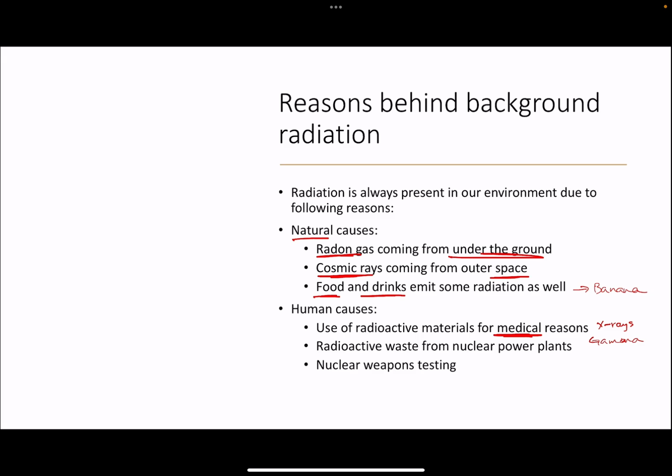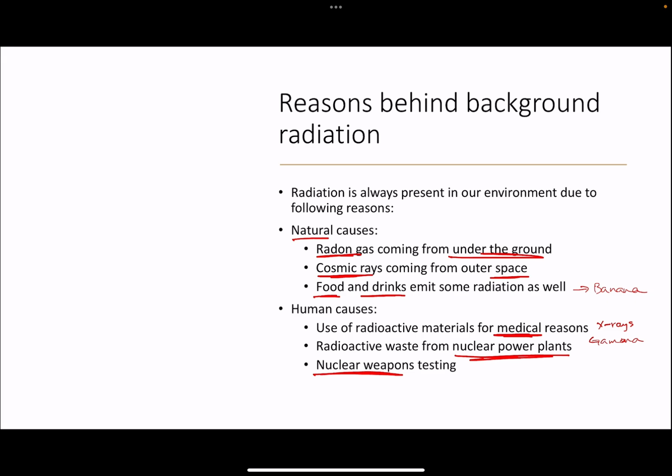Then there are obviously nuclear power plants, which we are going to study in detail later on. And the radioactive waste from these plants also obviously releases emissions into the environment. And then obviously there are atomic bombs and stuff like that, which also slightly contribute to the background radiations.